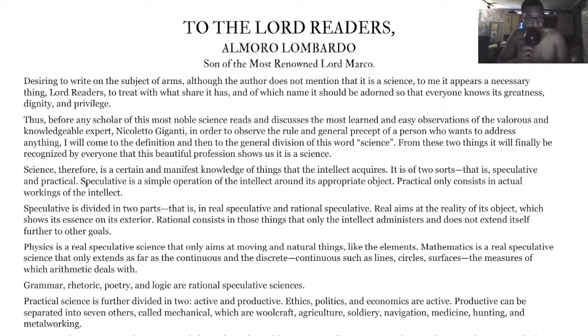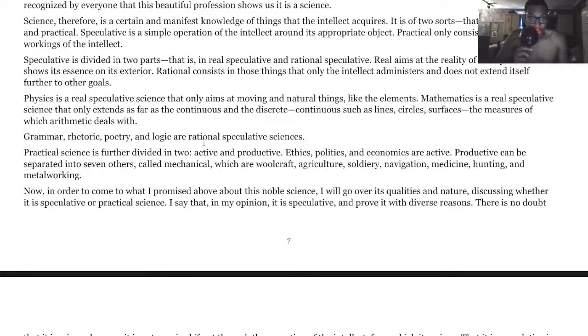Physics is a real speculative science that only aims at moving and natural things, like the elements. Mathematics is a real speculative science that only extends as far as the continuous and the discrete, continuous such as lines, circles, surfaces, the measures of which arithmetic deals with. Grammar, rhetoric, poetry, logic are rational speculative sciences. Practical science is further divided into two: active and productive. Ethics, politics, and economics are active. Productive can be separated into seven others, called mechanical, which are woolcraft, agriculture, soldiery, navigation, medicine, hunting, and metalworking.